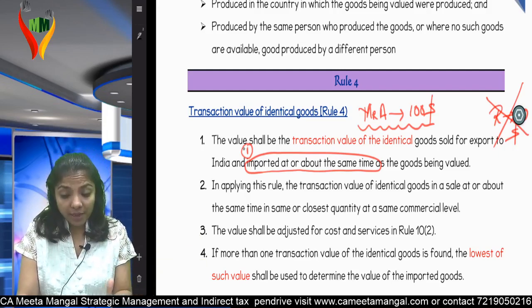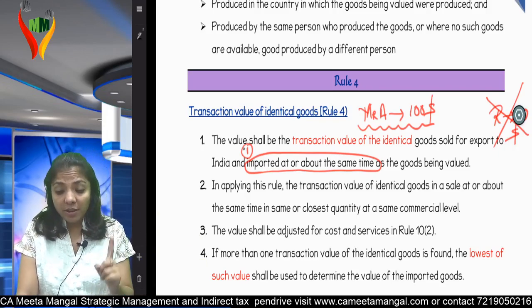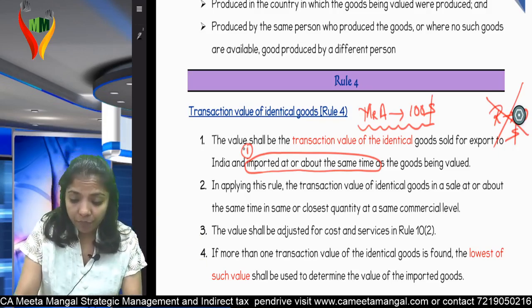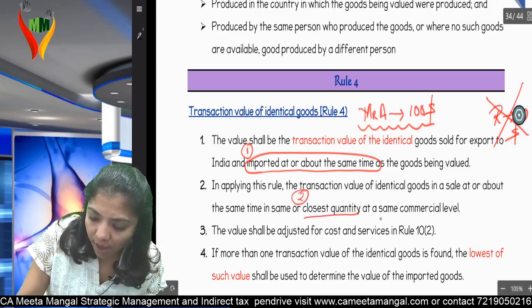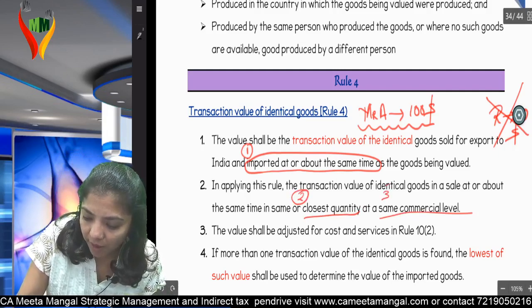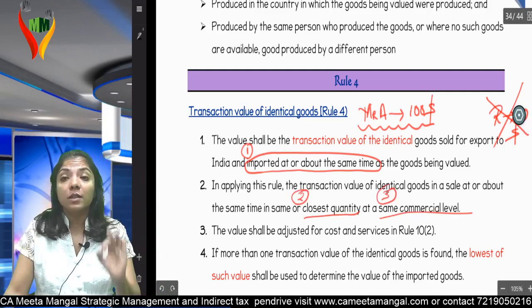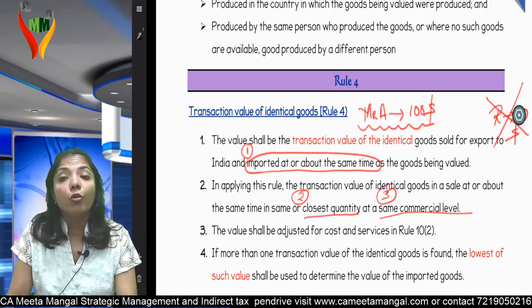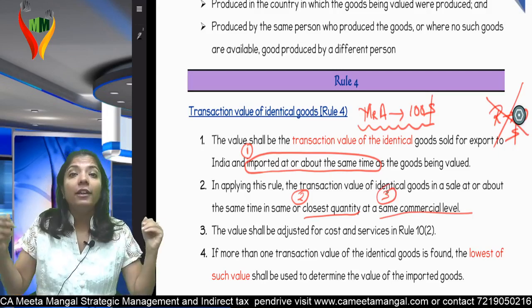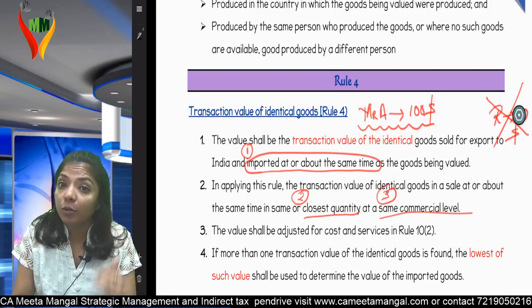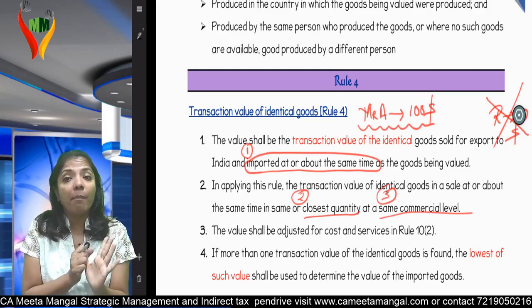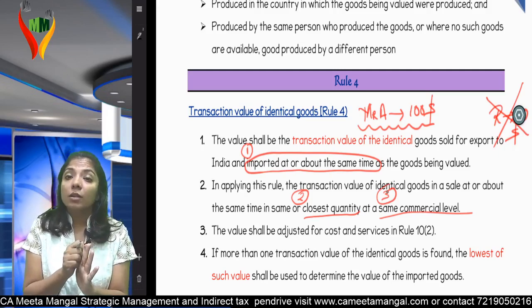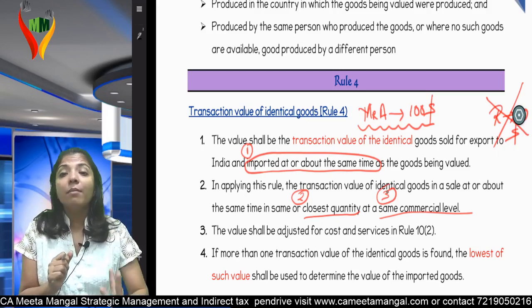First condition. Second, in applying this rule, the transaction value of identical goods in a sale at or about the same time, closest quantity and same commercial level. Understand, these three things you need to satisfy before going for Rule 4. You just cannot take the transaction value of identical goods without considering these 3 points. What are the 3 points? At or about the same time, closest quantity, same commercial level.